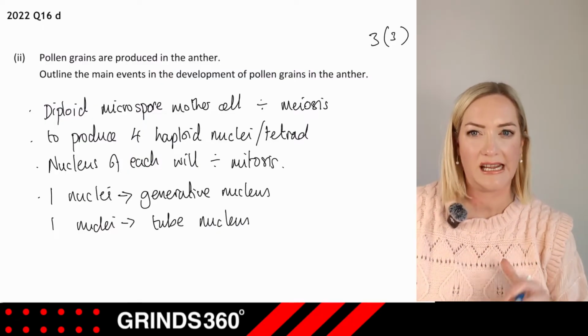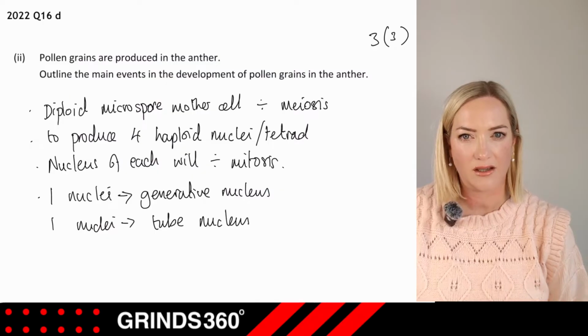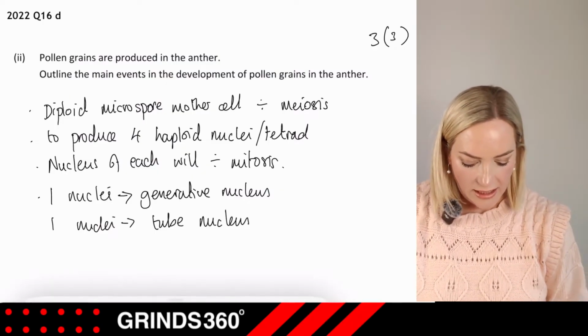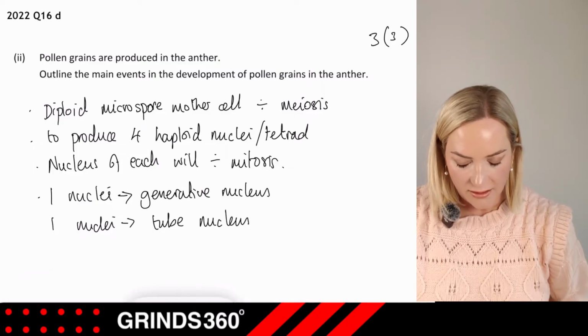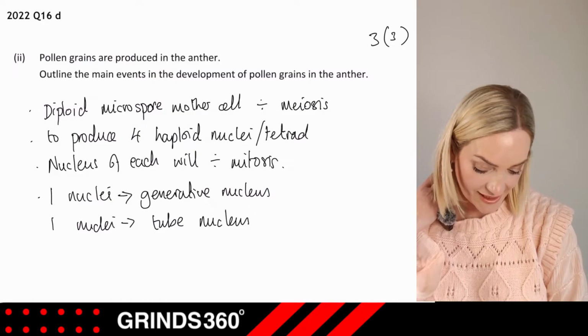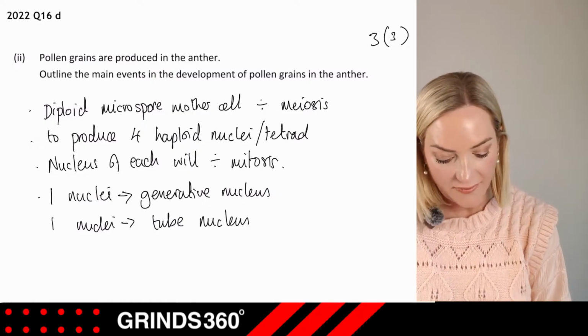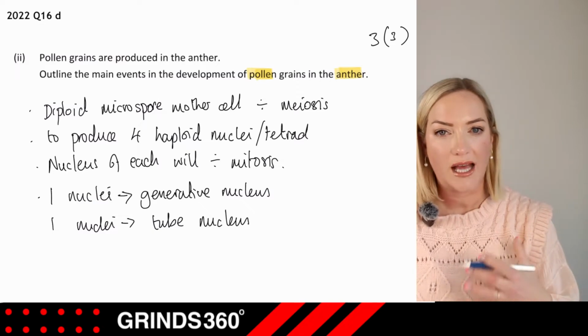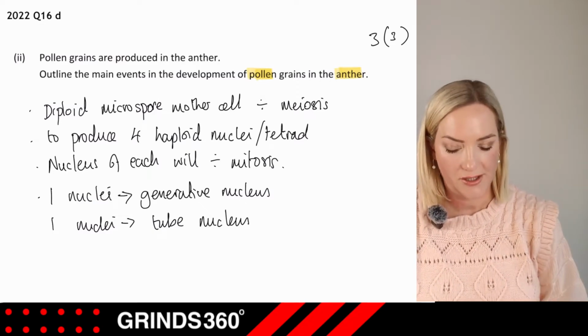That's all we need to say if you're asked about the development of the male gamete formation. And if you're doing this and you forget which one is formed, just remember the events. Here it says, outline the main events of the development of the pollen grains in the anther. So if you can remember that the anther is related to the male gamete formation.